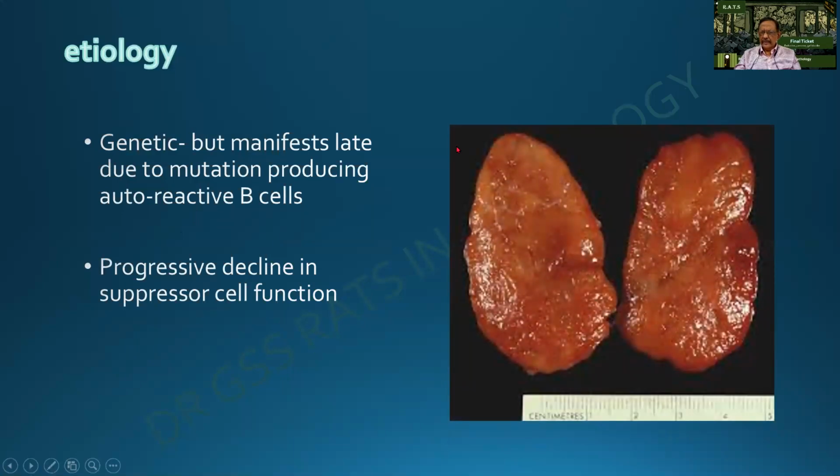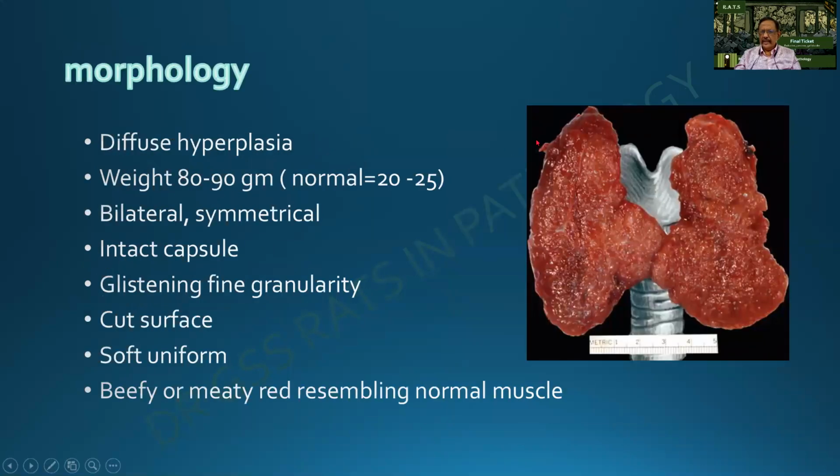This is a gross picture. One thing that is striking is both the lobes appear more or less symmetrical. They are solid and symmetrical, somewhat fleshy again in appearance, but here it is described as a beefy red or a meaty red color, whereas it is grayish white in Hashimoto's. This again is a better picture of the beefy red or meaty red color. There is a diffuse hyperplasia involving both the lobes. The weight is increased to 80 to 90 grams. The normal weight is 20 to 25 grams.